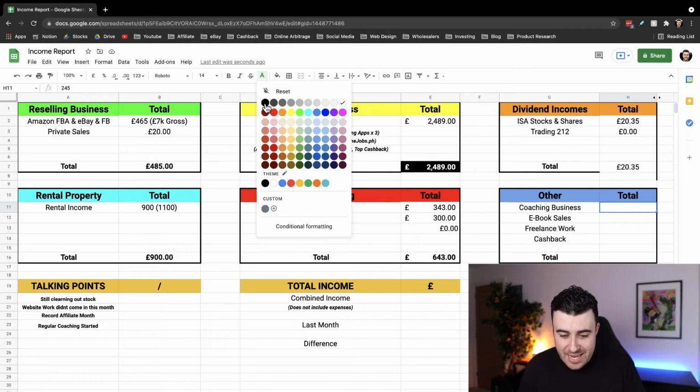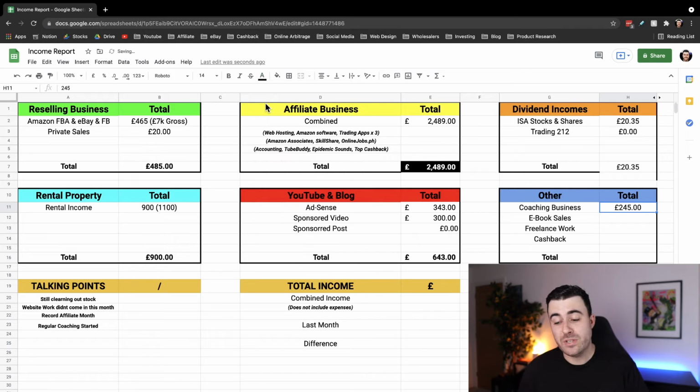And as you can see, I have made a total of £245 from doing these coaching sessions, and I absolutely love doing them, so I don't mind that it's not really paying me that much. I have done quite a few to get that money as well, but like I say, it's guaranteed income pretty much, and it's just another stream for me.